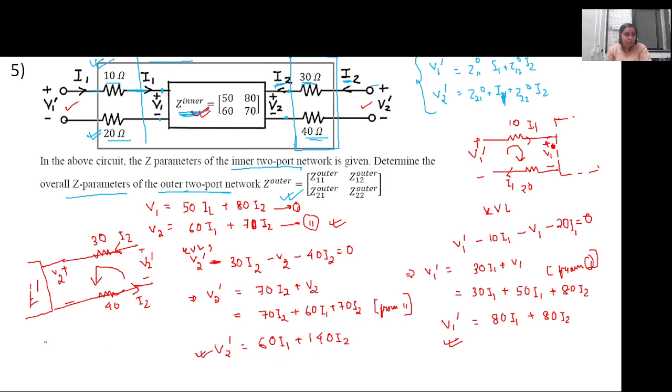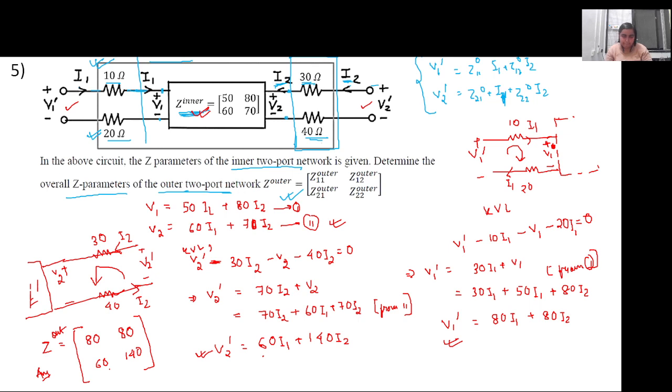So we can compare it with the Z parameter equation, and we can write the Z parameters. So Z11 is, what is Z11? 80, it is 80. Right. Z12 is also 80. Z21 is 60 and Z22 is 140. This is the outer two-port network impedance parameters. Is this clear?